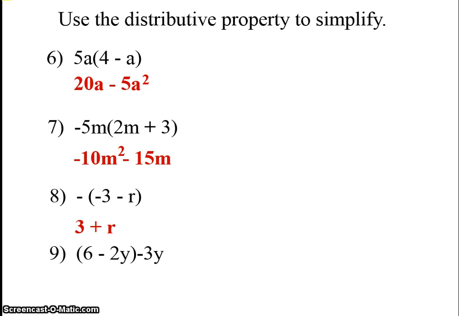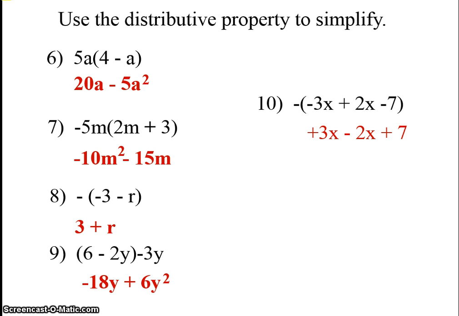Number 9, same thing. It doesn't matter whether it's on the back or not. So negative 3y times 6, and then negative 3y times negative 2y. So it gives you negative 18y plus 6y to the second power. And then the last one, got that negative in front. It's so much easier just to change all the signs to the opposite of what they are. So the 3x becomes negative, the negative 2x becomes positive, and the negative 7 becomes positive.